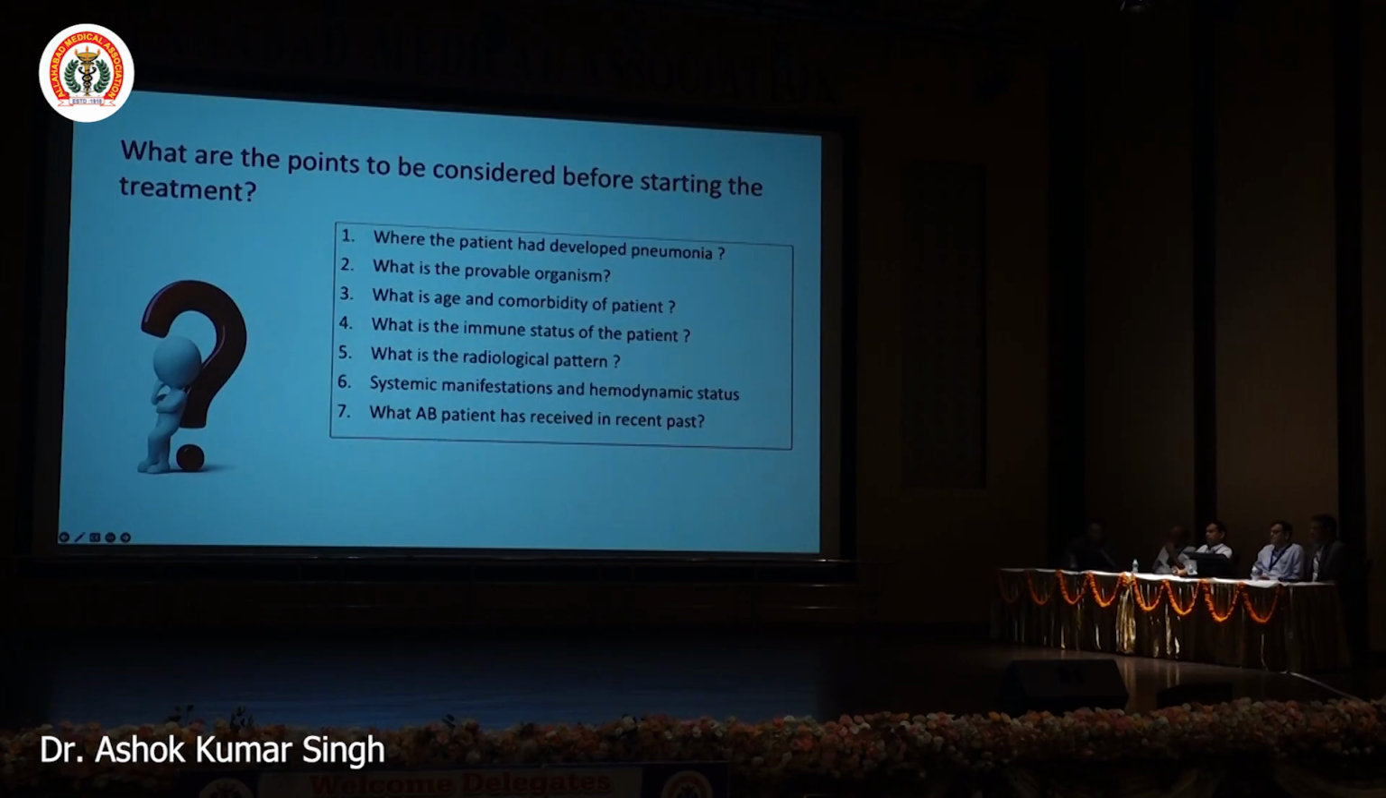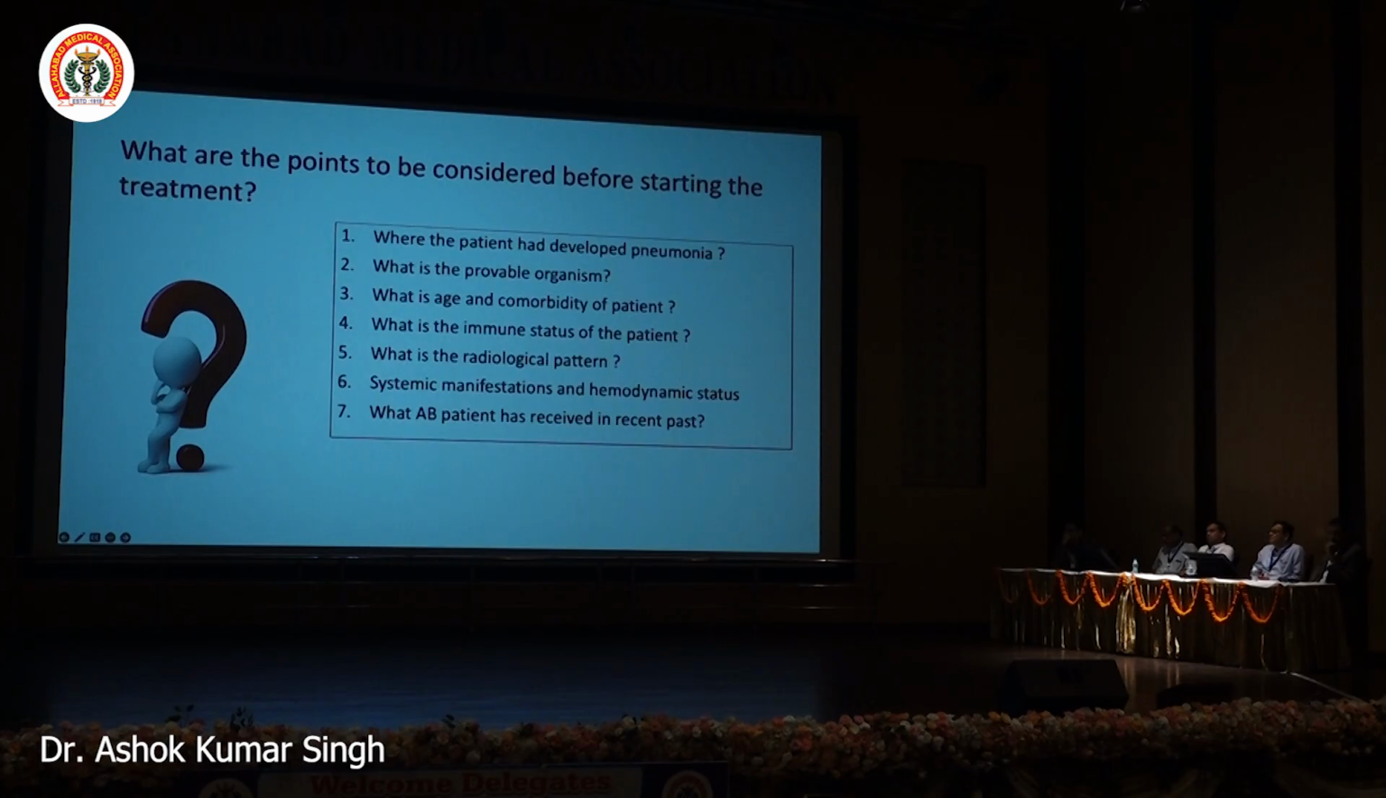And what is the probable organism? You have to take the history, look at the sputum, and see the profile of the patient: the age and comorbidity, and the immune status. Like in an HIV patient, the probability of Pneumocystis is very high. And what is the radiological pattern, whether it is lobar consolidation or diffuse involvement of both lungs? What are the systemic manifestations? What is the hemodynamic stability, which will suggest the virulence of the organism? And what antibiotic the patient received in the recent past, 1 or 2 weeks.